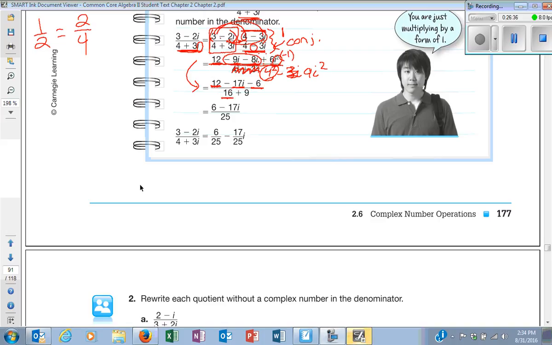4 squared is really 16, and i squared is another negative 1, and if I minus a negative 9, it really turns to a positive 9. So that's where all those values came from. They then said, hey, 12 minus 6, those can combine, and that gets me 6 here. Notice that 17 stayed the same, 17i, and 6 plus 9 is 25.